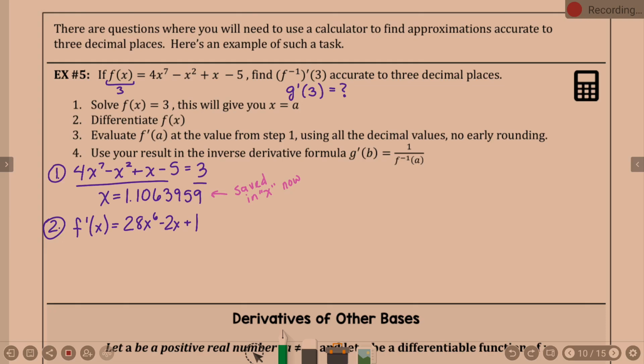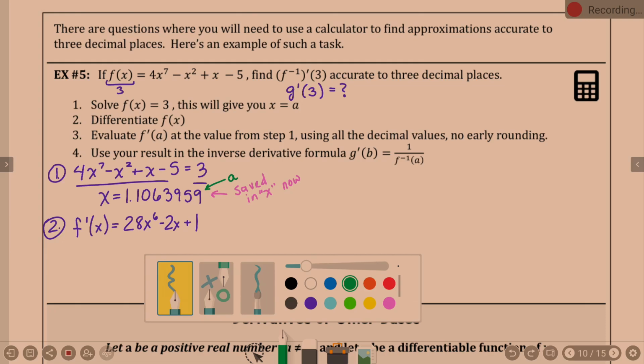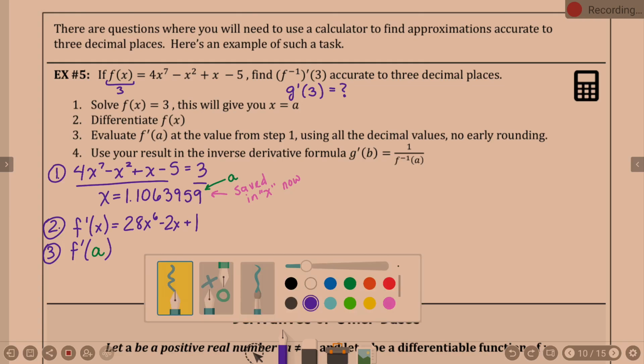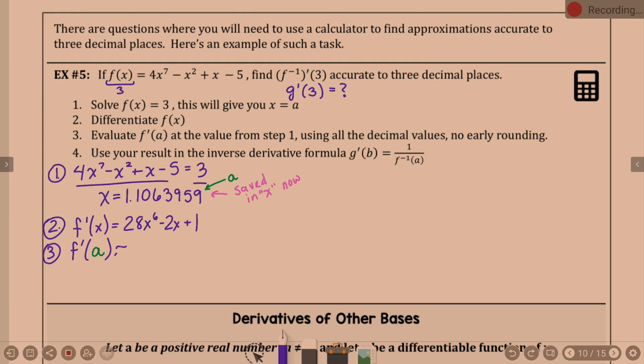I'm going to call this right here, this right here is our a value. Okay? So step 3 says we're going to find f prime of a. In order to do f prime of a, I'm not actually going to type the number in myself because they don't want early rounding. They don't want you doing anything like that. But remember I said that's the last value I found? So that value is saved in X on my calculator.